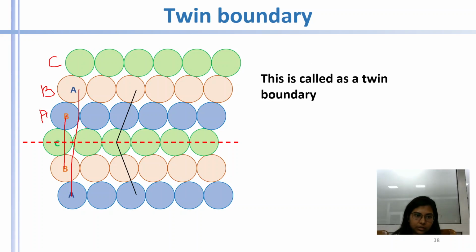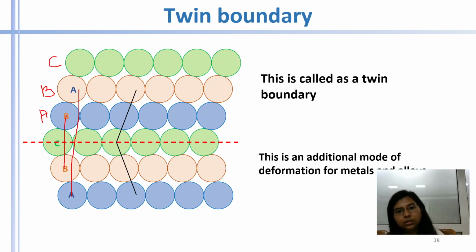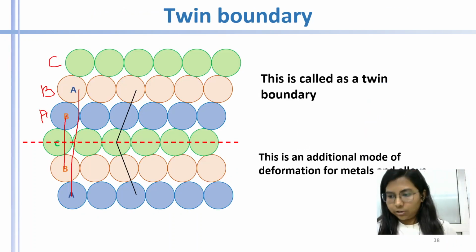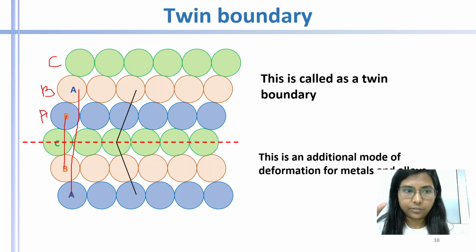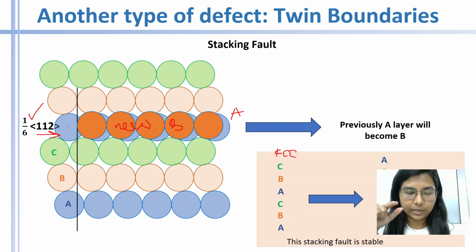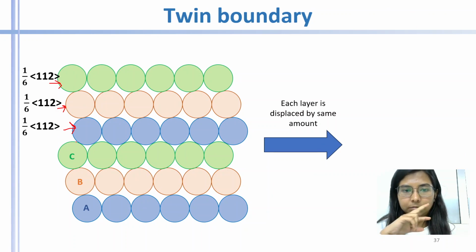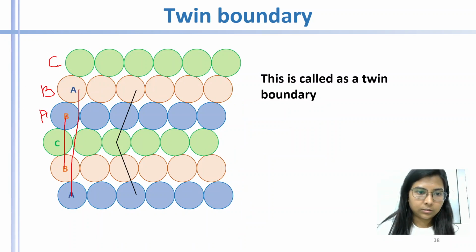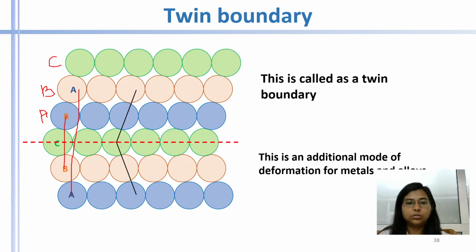So this is called the twin boundary, and it looks like there is a reflection plane here. This is an additional mode of deformation in case of metals and alloys. In case of a stacking fault, there is the movement of only one layer, but here there is the movement of all the layers, displaced by the same amount. So this is the twin boundary, because it looks as if there is a reflection plane here.